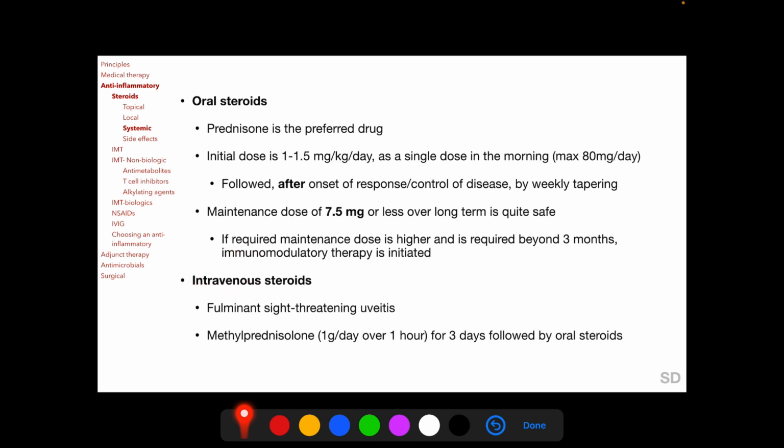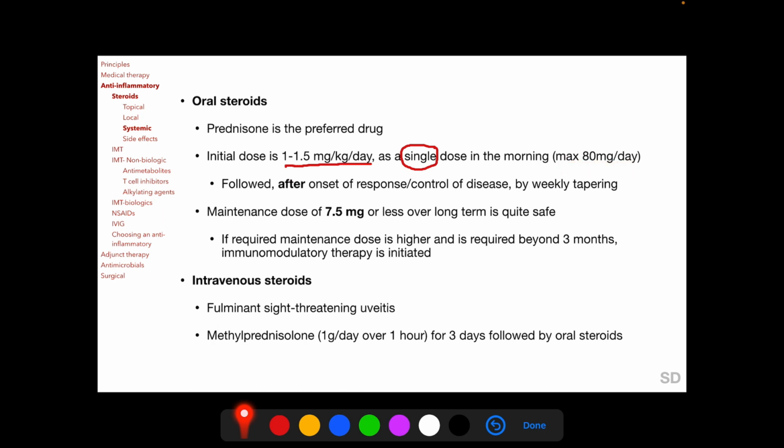Among oral steroids, prednisone is the preferred drug, and this is the same drug which is also preferred for topical application. The initial dose of oral steroids in uveitis depends on the body weight, and it is 1 to 1.5 mg per kilogram per day, a very important dose to remember, as a single dose in the morning. So the entire daily dose is given as a single dose in the morning. However, even if you follow this formula, the maximum dose recommended is 80 mg per day, and it should not go beyond that.